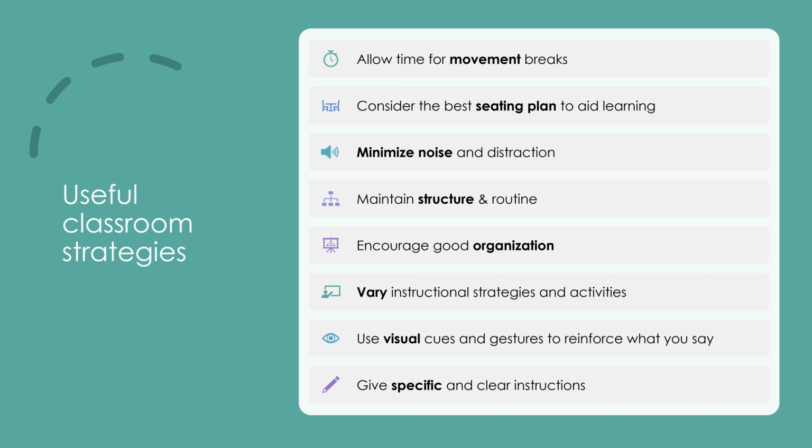Next, consider seating plans to aid learning. Simple things like where the student is positioned in the classroom can make a huge difference to their learning. Ensure they are seated with less distractible students who are likely to follow the teacher's instructions and not reinforce the student's distracting behaviours. You can seat them near the front of the classroom, away from doors, windows, and out of the way of more frequently used walkways.